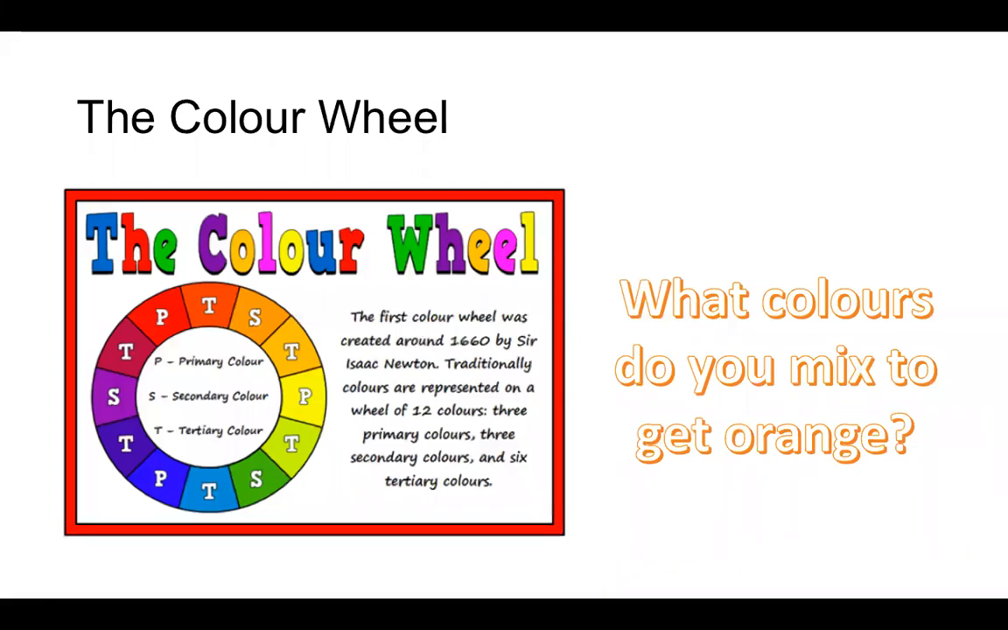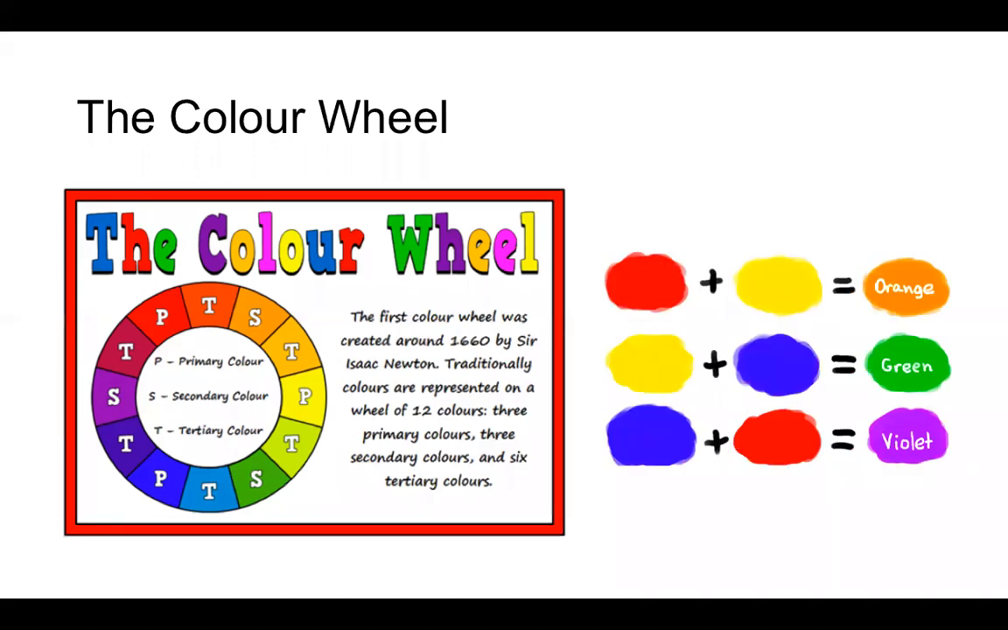Here is a colour wheel. Look at how many different colours are on this colour wheel. You can see there are 12. Now, this colour wheel is going to help us to understand how to mix colours. And if we mix the primary colours, we can get our secondary colours. What colours do you mix to get orange? Of course, red and yellow makes orange, yellow and blue makes green, and blue and red makes violet. Now, if you decide to use paint today, you should practice mixing your colours.